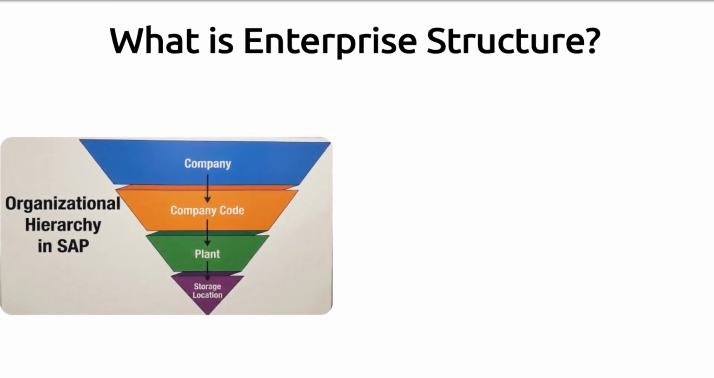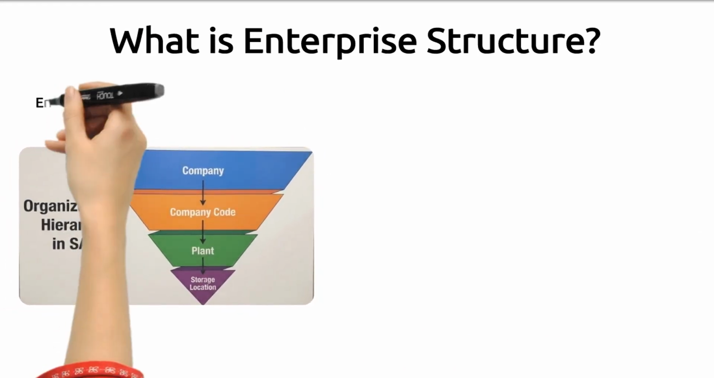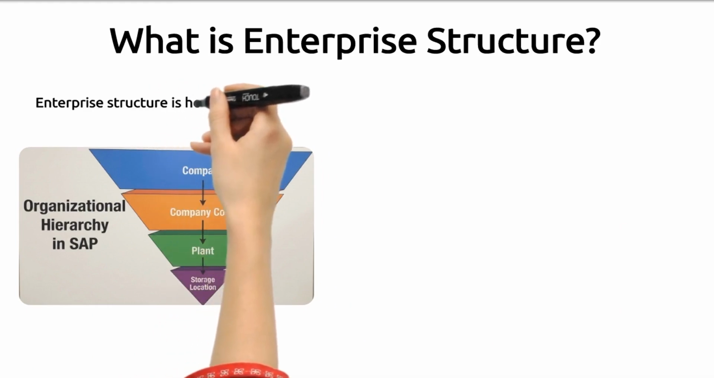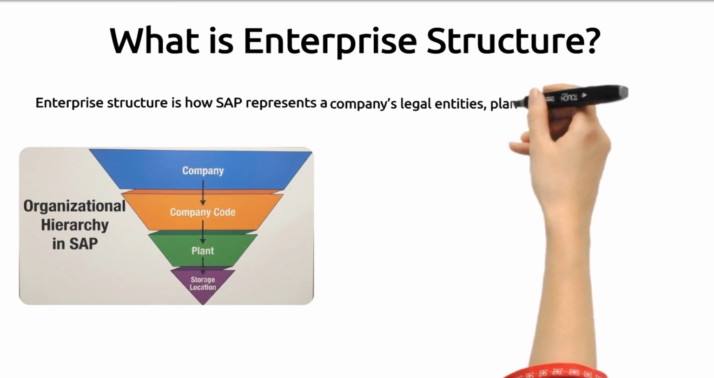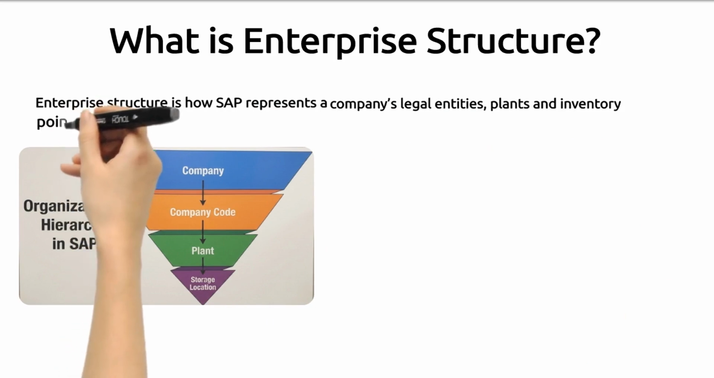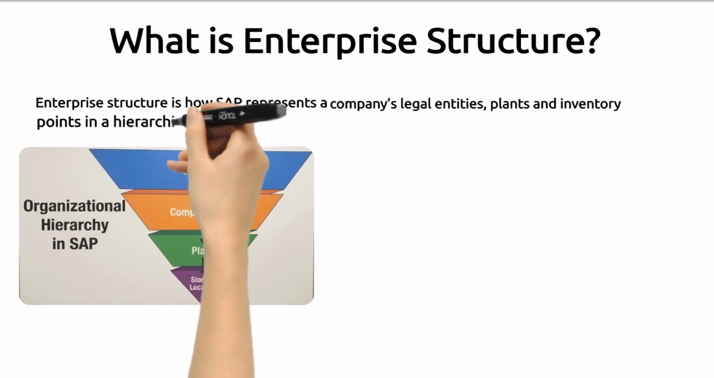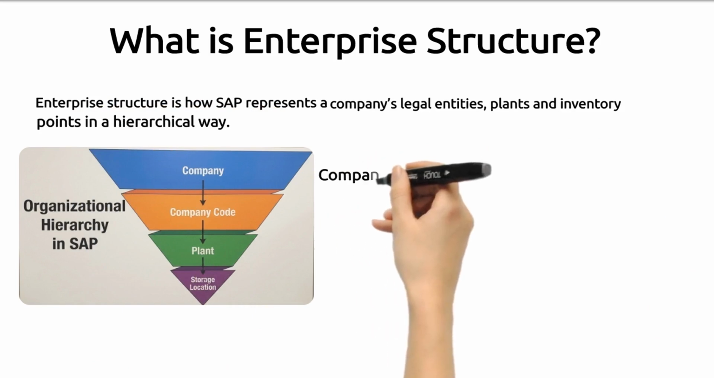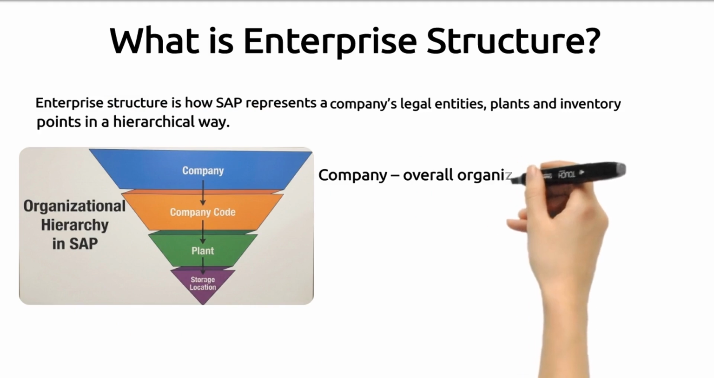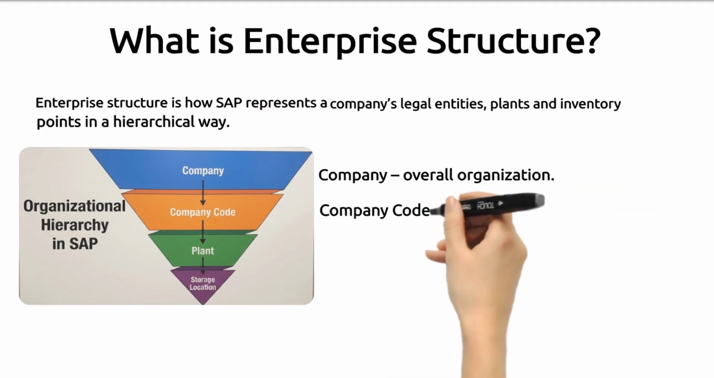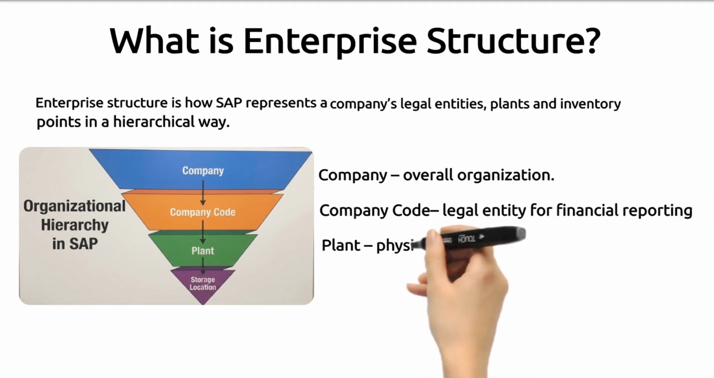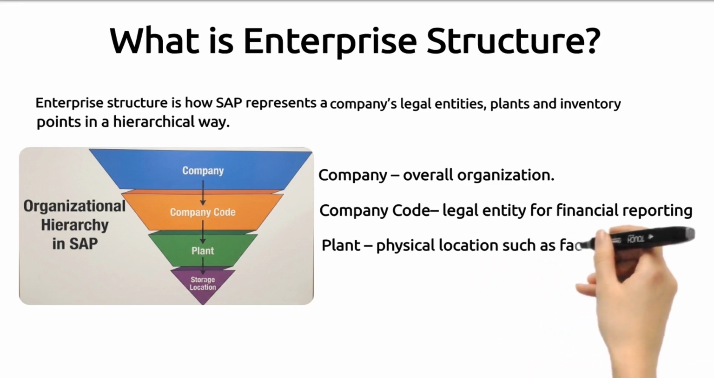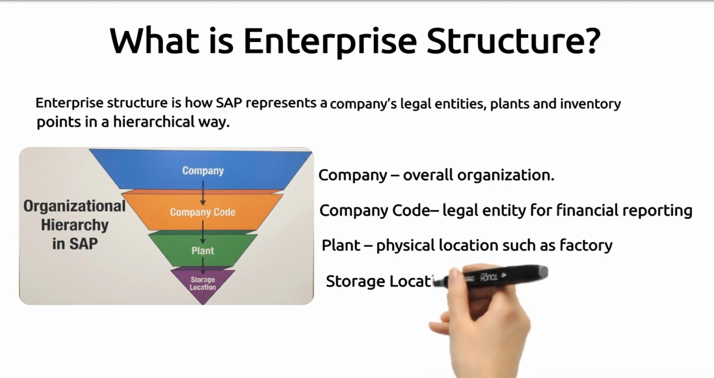So, what exactly is enterprise structure? In the simplest terms, it's how SAP organizes a company's legal entities, manufacturing locations, and inventory points into a hierarchical structure. Imagine your company as a tree. At the root is your company, the entire organization. From there, it branches into company codes, separate legal entities or profit centers. Each company code then has plants, factories, warehouses, or offices. And within each plant, you have storage locations, specific shelves, bins, or zones where materials are stored.